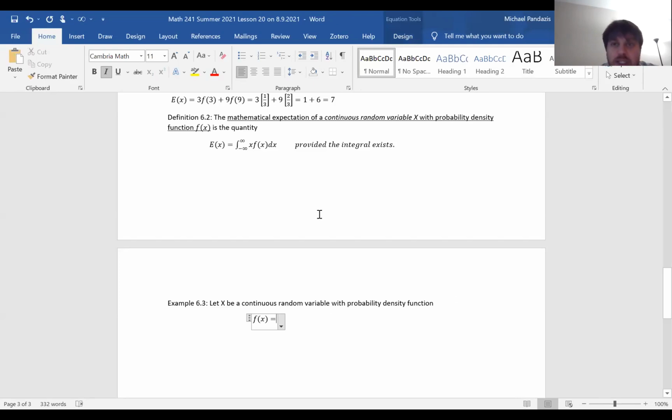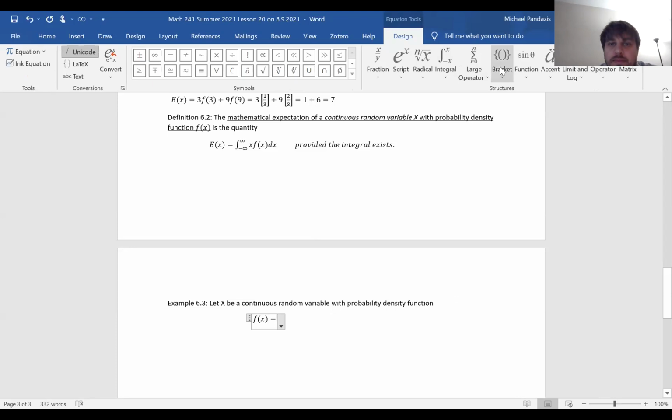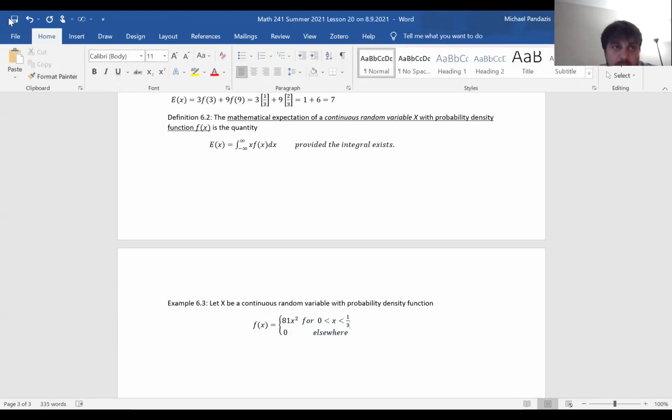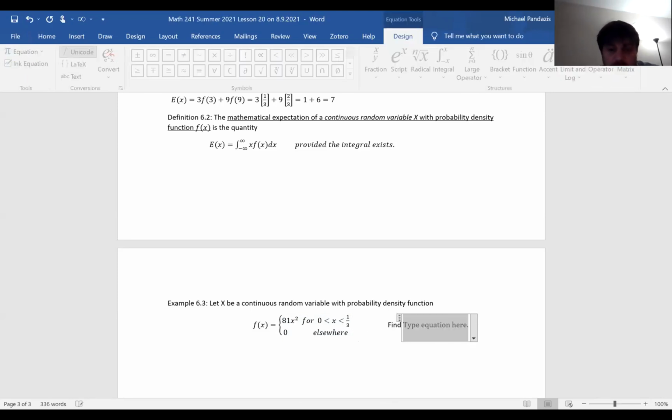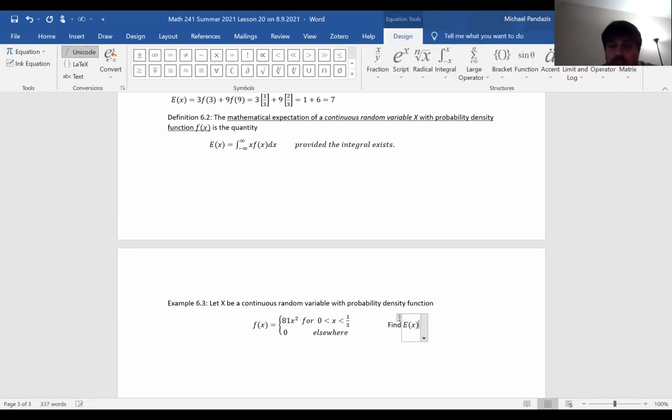Which is equal to e1x squared. This is for 0 less than x less than 1/3 and 0 elsewhere. Find E of X.